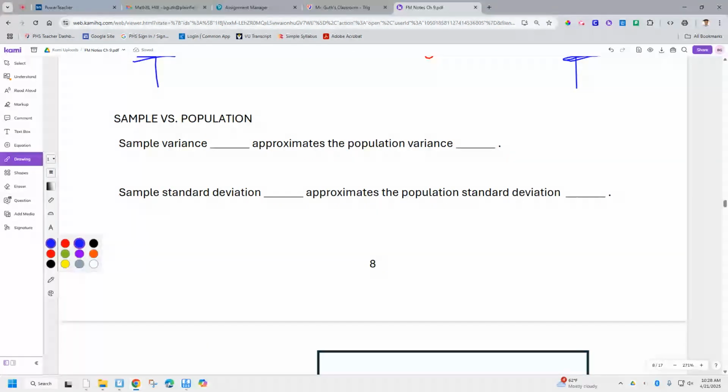Sample versus population. Sample variance S squared approximates the population variance sigma squared. Sample standard deviation S approximates the population standard deviation sigma.